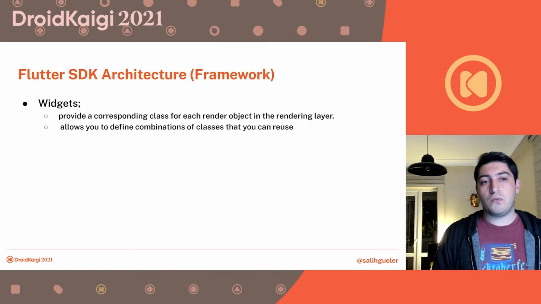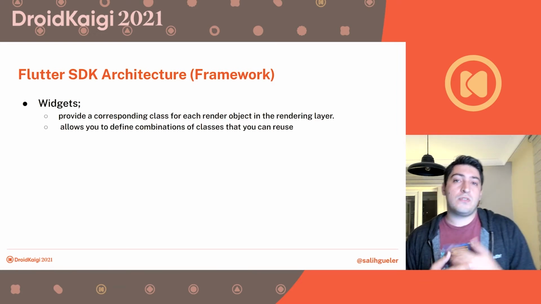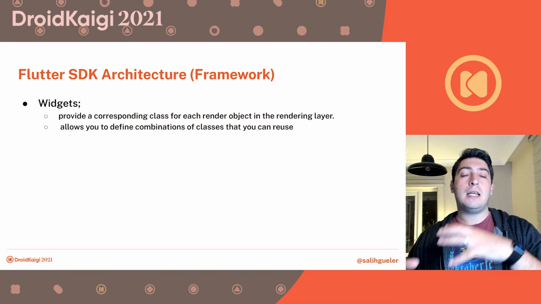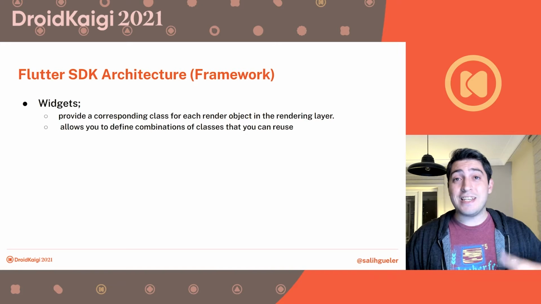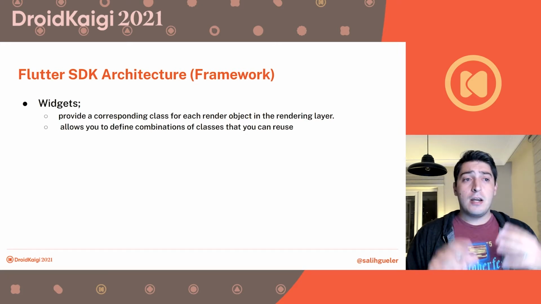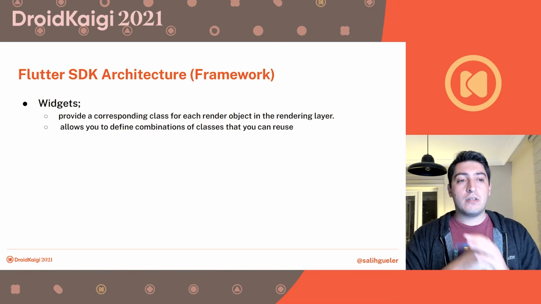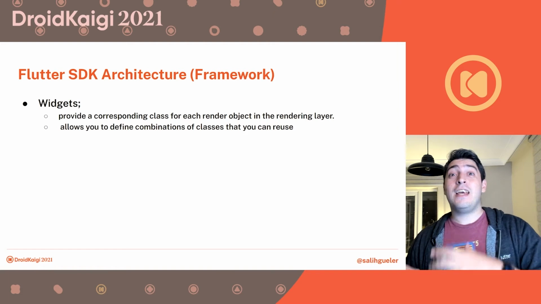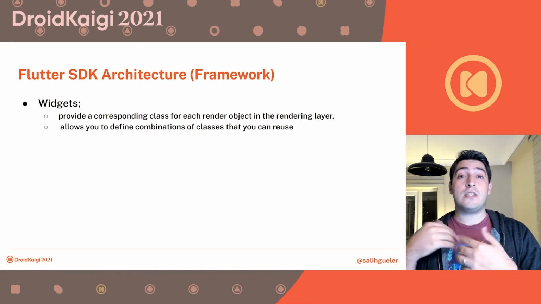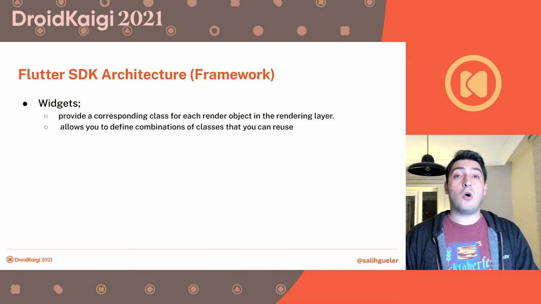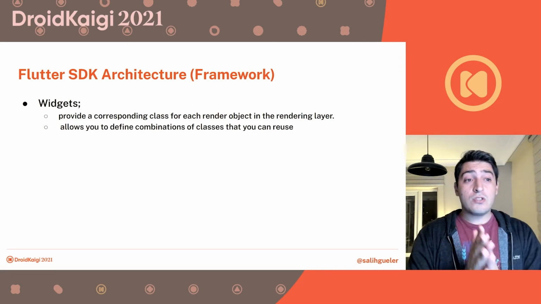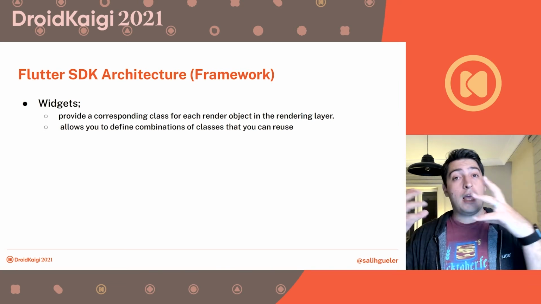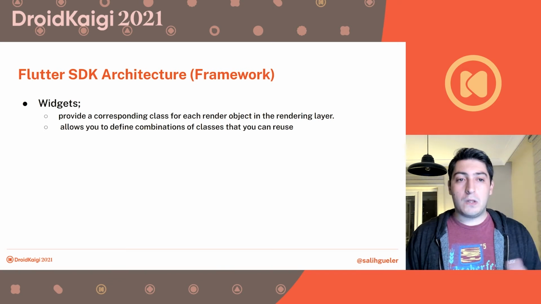Next one is the widgets layer. The widget layer is a composition abstraction actually. It is helping us to have multiple UI blocks that we can use inside our applications. It provides us a corresponding class for each render object. We will talk about render objects in a second. It means that it provides us a class for how to rasterize, how to render UI elements over our implementations. It also allows us to define combinations of classes that we can reuse. So we can create a button that we want and just play around with it.